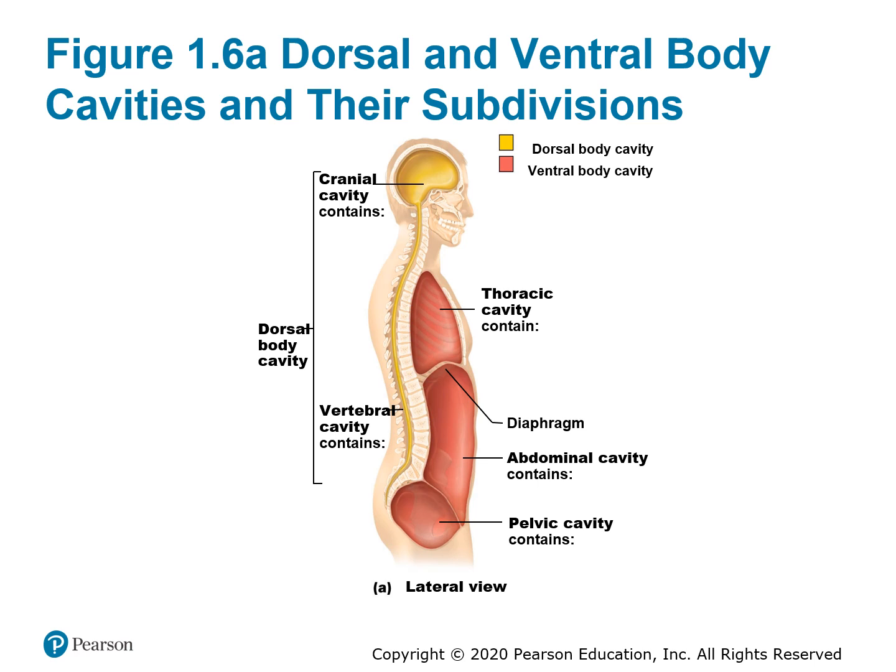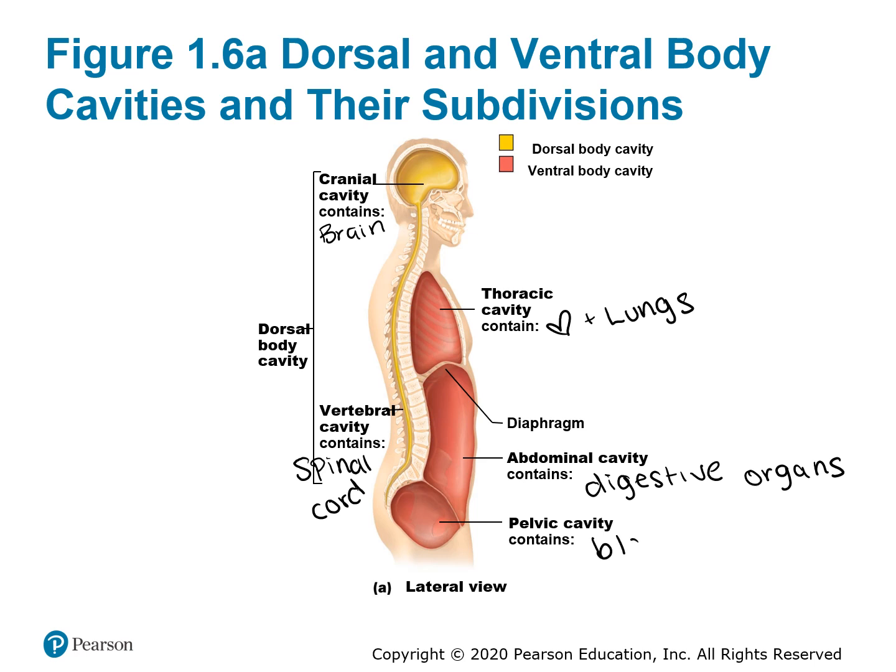What does the cranial cavity contain? Your brain, yeah. And the vertebral cavity? Your spinal cord. Okay. The thoracic cavity? Yep, heart and lungs. Abdominal cavity? I'm just going to go your digestive organs. And then your pelvic contains your bladder, reproductive organs, and your rectum. Okay.